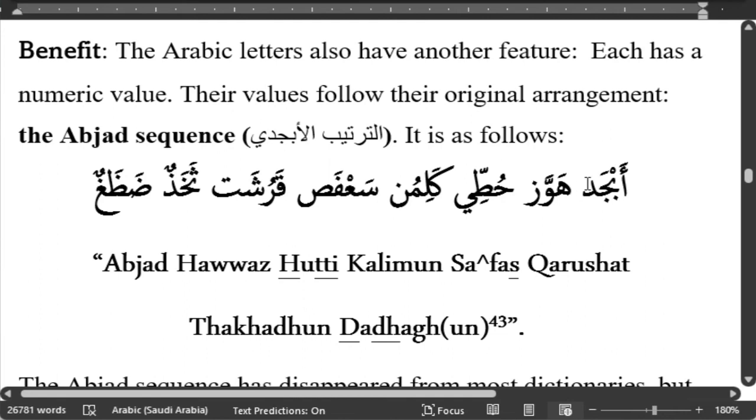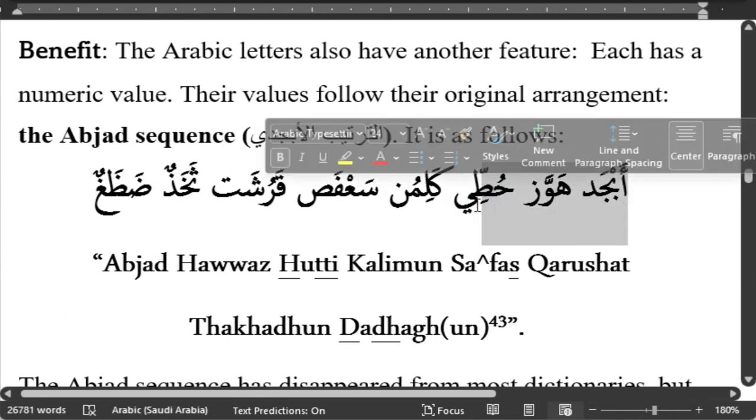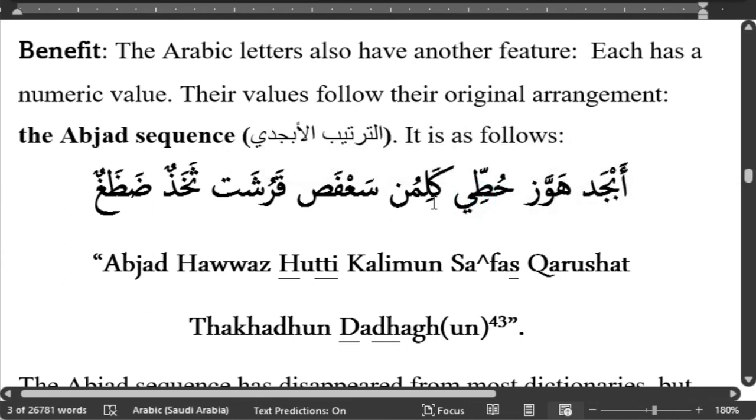Then ya, kaf. So from ya, abjad, that's 4. 1, 2, 3, 4. Hawaz, that's 3 more, 7. Hutli, 2 more, go up to 9. Those are your ones. So not including the ya. Ya is 10. And then the next ones are tens. Kalimun, so ya is 10, 20, 30, 40, 50. Safas, 60, 70, 80, 90.